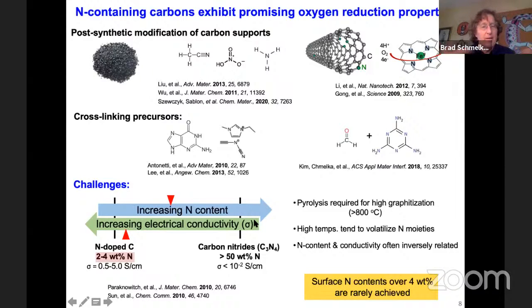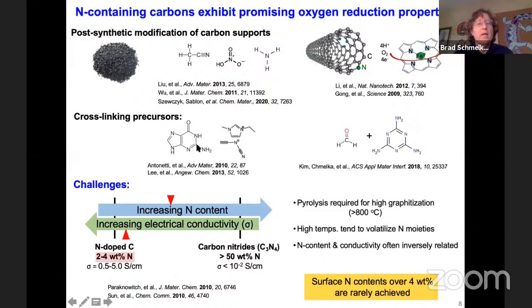Right? The conductivity is kind of inverse to that, and you can see that with the carbon nitrides. You can get 50 weight% nitrogen in, but they have low conductivity. Whereas the nitrogen-doped carbons, typically in this 2 to 4 weight%, so you almost never get more than that, have higher conductivities, but with lower nitrogen contents.